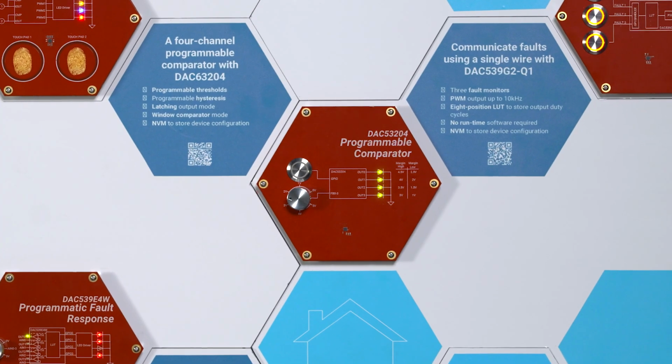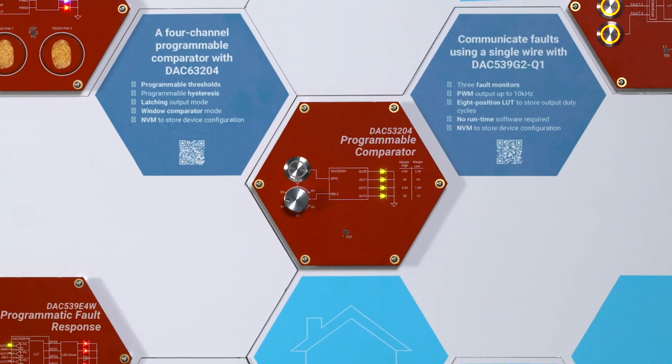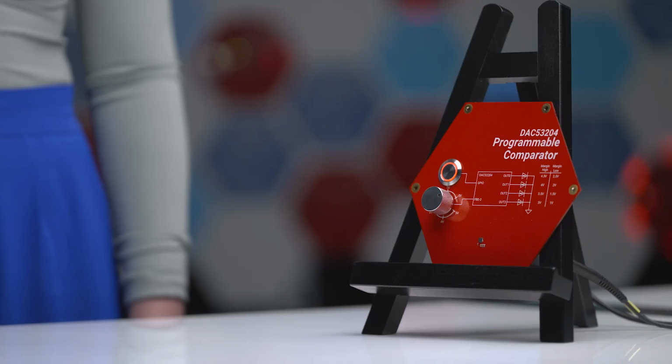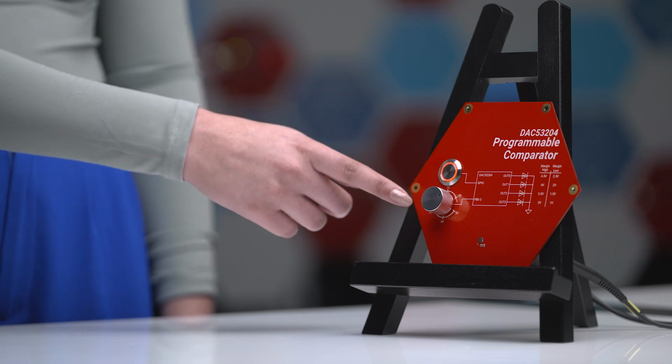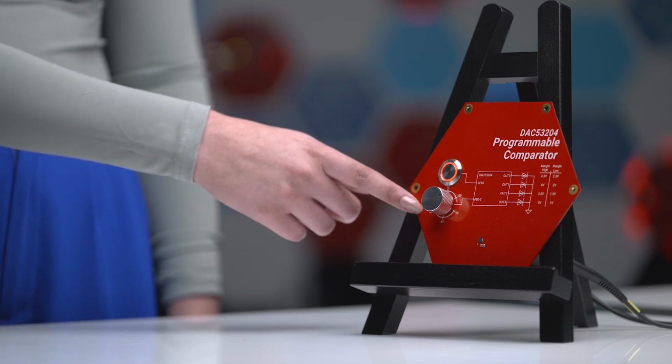Let's take a closer look at the demo itself. For this demo, we will showcase 4 comparator channels. There are 2 inputs to the device, a GPIO pin that is connected to this button, and the 4 analog inputs to the comparators, all tied together to this potentiometer.